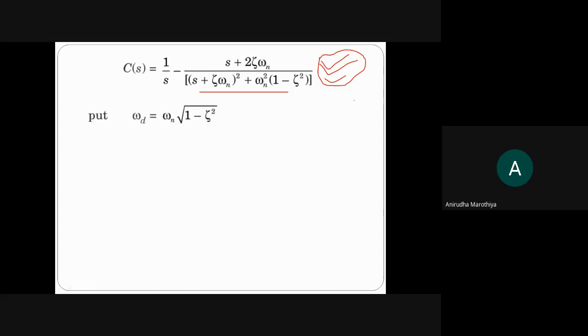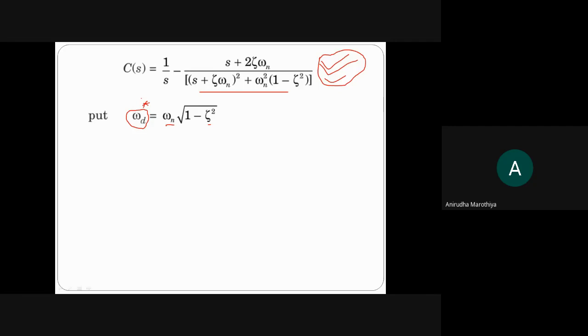Now in this term or expression, we are going to introduce another term which is indicated by symbol omega d. Now how you are going to replace omega d? Omega d is nothing but omega n under root 1 minus zeta square. So here this omega d is known as damped frequency of oscillation. Previously we introduced two terms. First one is called omega n, which is called natural frequency of oscillation, and the unit is radian per second. And then we introduced zeta, which is called damping ratio, and it is a unitless quantity.